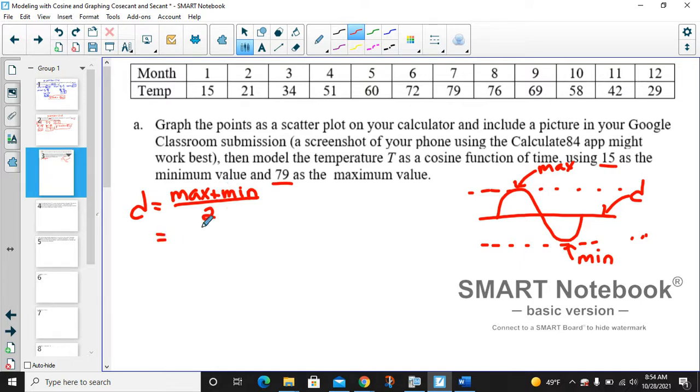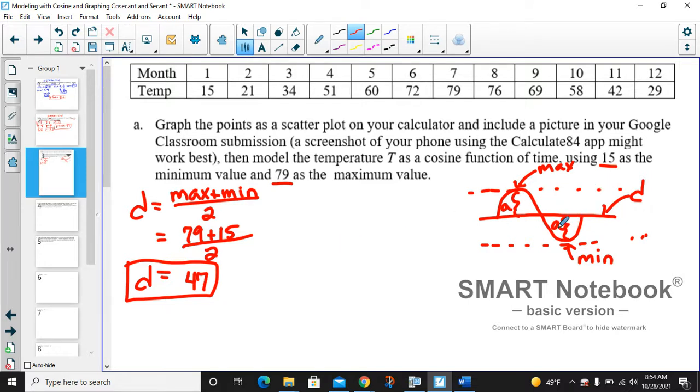So in this case, we're going to get 79 plus 15 divided by 2. That's 94 divided by 2, which is 47. All right, so D is equal to 47. Now the distance between the maximum and the baseline is the amplitude, which is the same distance between the baseline and the minimum.